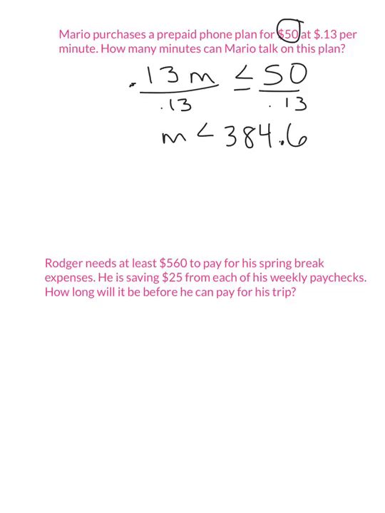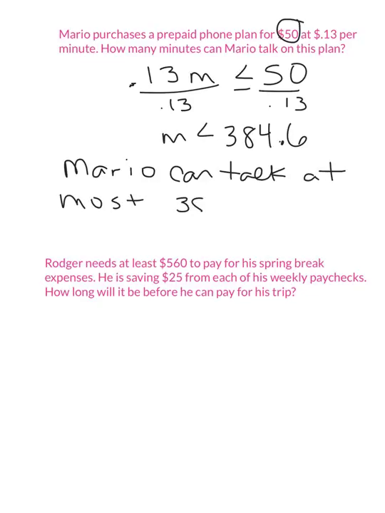So my final answer, and again, it's a word problem, so I'm going to write a sentence. So I have Mario can talk at most, and like we talked about, we can only go up to 384 minutes. He doesn't have enough for 385. So he can talk at most 384 minutes.